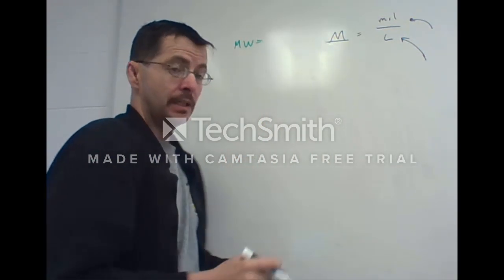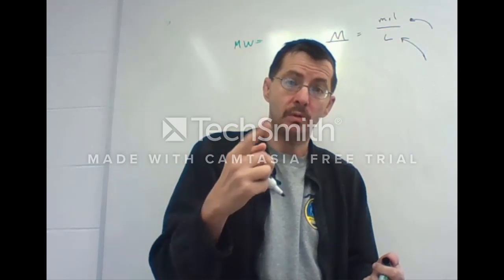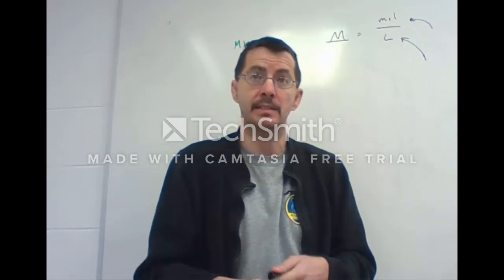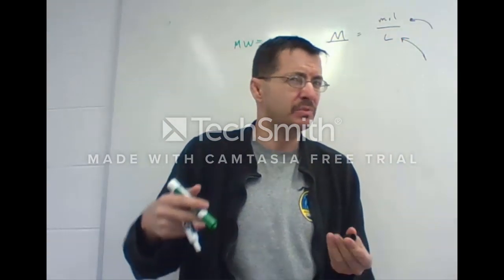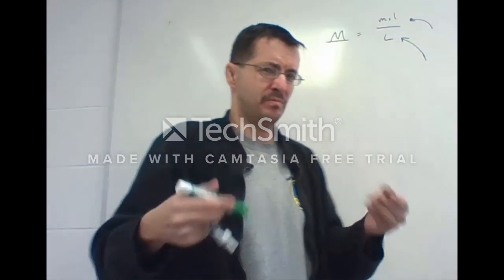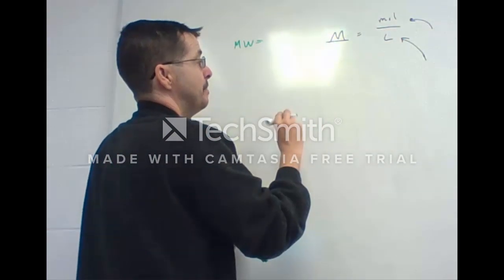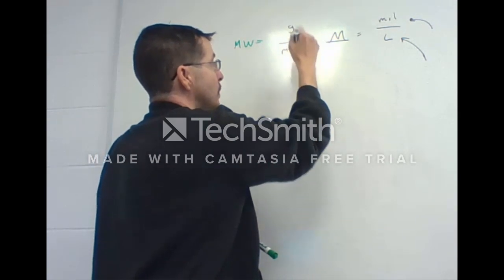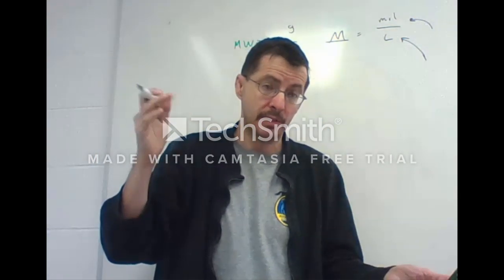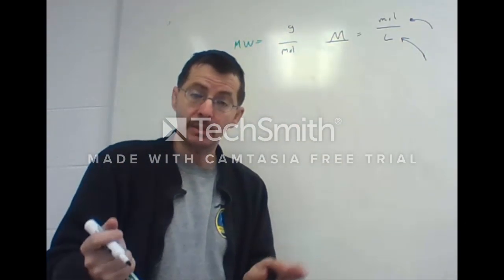Well, we can do something similar for molecular weight. Molecular weight is grams per mole. Usually 1 mole, and so we define the molecular weight as the mass of 1 mole. But we can also use that in a similar fashion as the ratio that we did for molarity. It is grams per mole. And so if we know the grams and we know the moles, we can figure this out. And that's exactly what we're going to do.